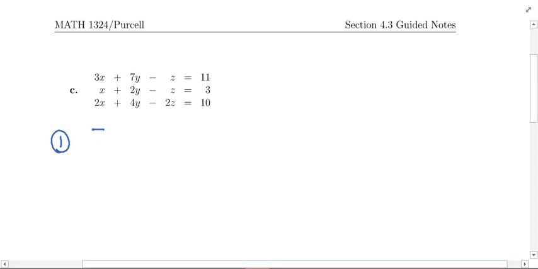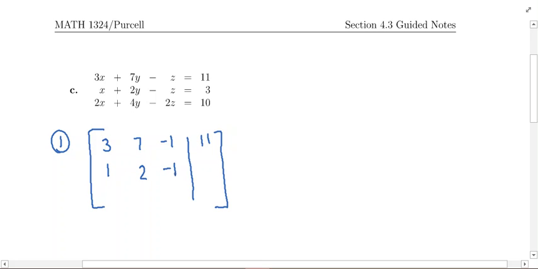Okay, so our first matrix, let's write down the first row: 3 in front of x, 7 in front of y, -1 in front of z, and then an 11 on the other side. Second equation, 1 in front of x, 2 in front of y, -1 in front of z, 3 on the other side. Last row, you should get a 2, 4, -2, 10.